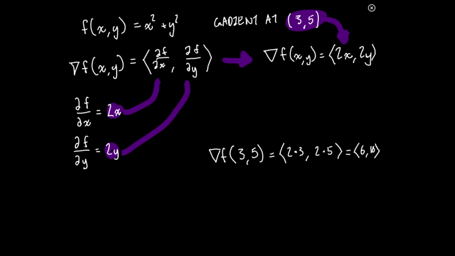Now what does that mean? That just means that the direction in which we would have to be facing to go up the steepest incline at the point (3, 5) is a vector of 6 in the x direction and 10 in the y direction. All right, so let's do another one.